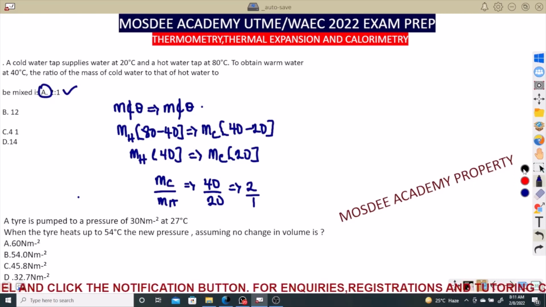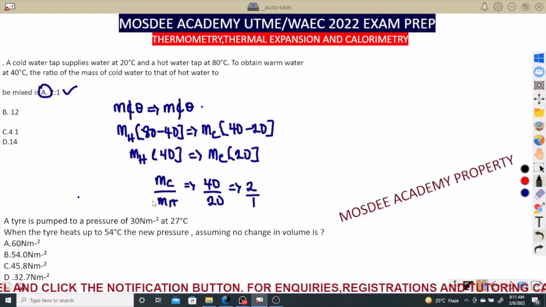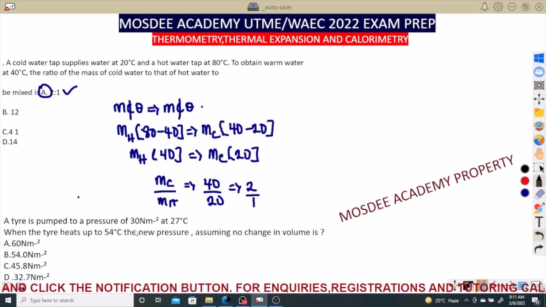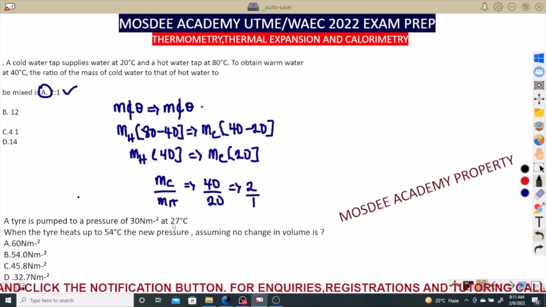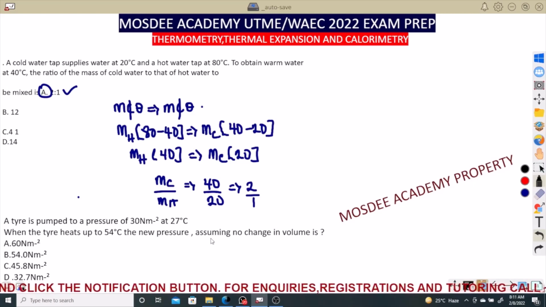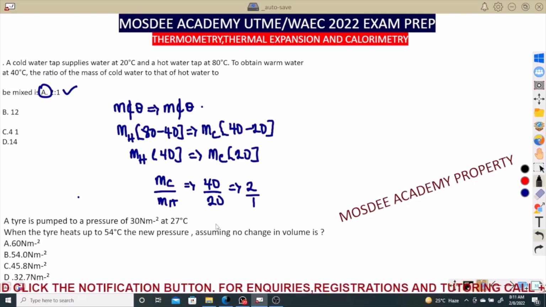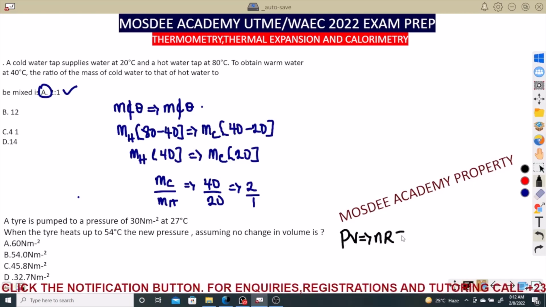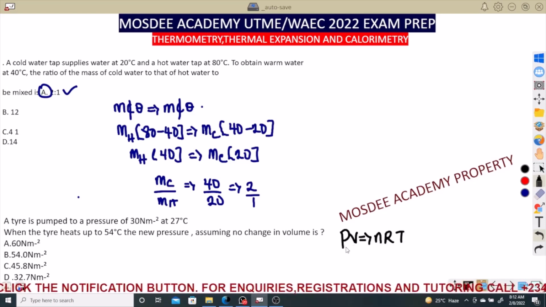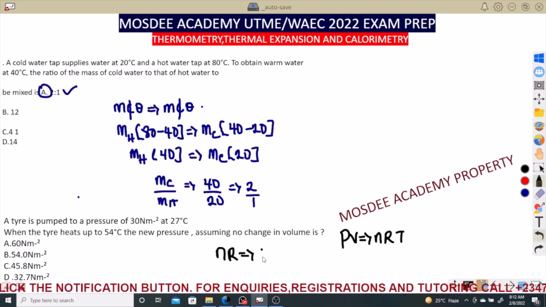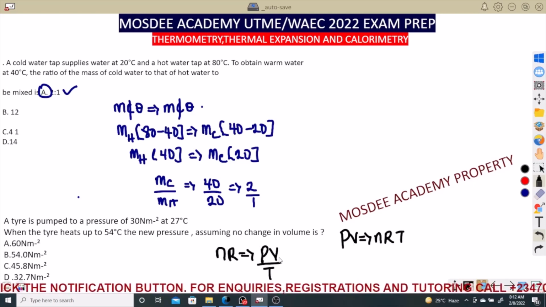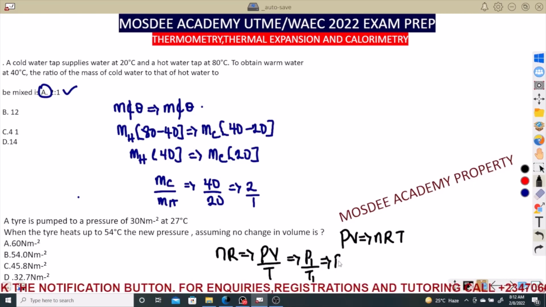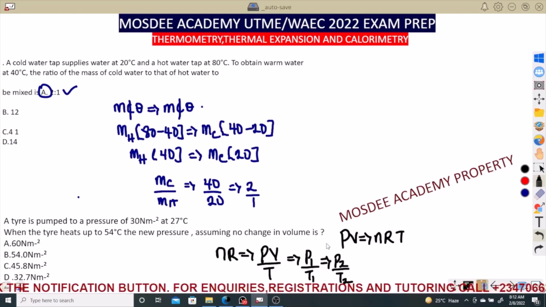And for the last question of today, guys, apologies for the break in transmission. So we have a tire pumped to a pressure of 30 Newton per meter squared at this temperature. When the tire is heated up to this, the new pressure is, assuming there is no change in volume. From your gas law, PV equals nRT. So nR are constant, also here V is constant, but nR is always equal to PV by T. So if V is constant, you have P1 by T1 equals P2 by T2, which I believe you have talked about as pressure law in the junior classes.